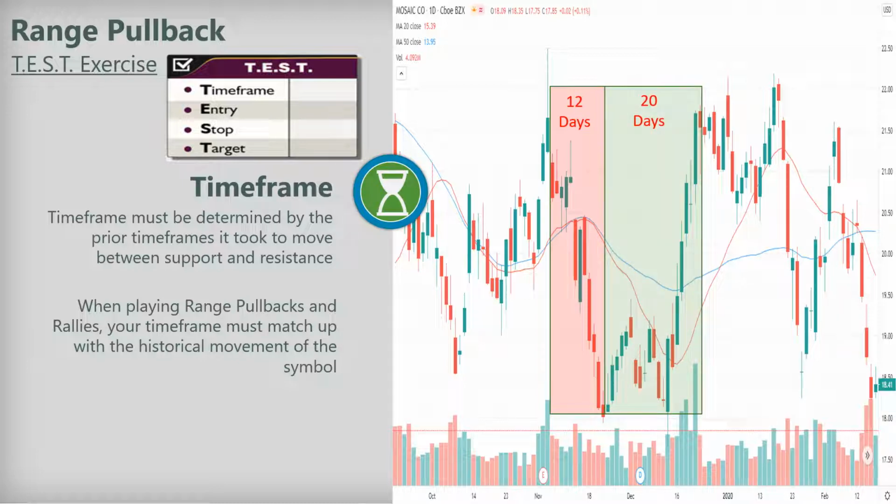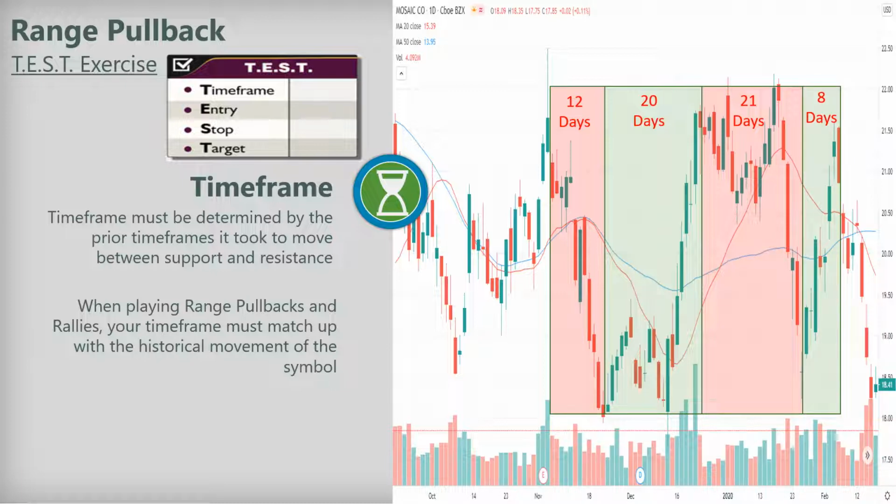Now this took 20 days because if you take a look at its first move up from the bottom, it actually came back and revisited support, didn't it? About 8 to 10 days in there, it revisited, and then it shot back up to resistance. Same idea when it came back down. It came down a little bit, went back up, retested that resistance again, then fell. So you can see the first move was 12 days. These last two moves, 20 days, 21 days, took a little bit longer.